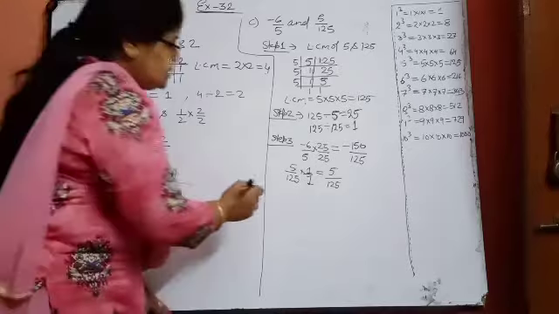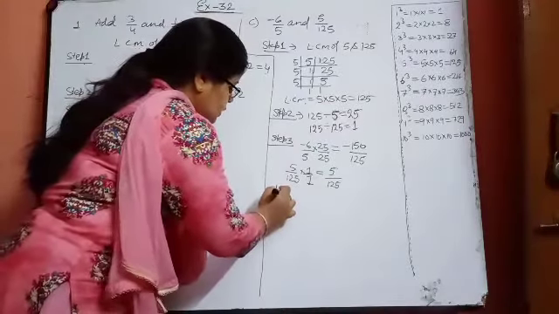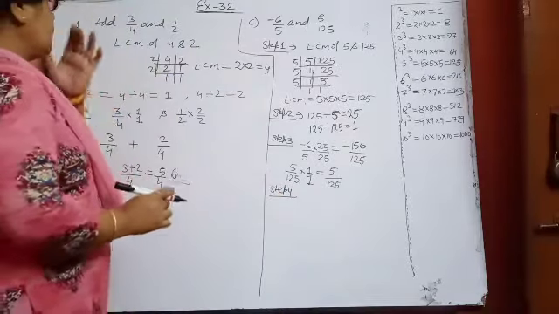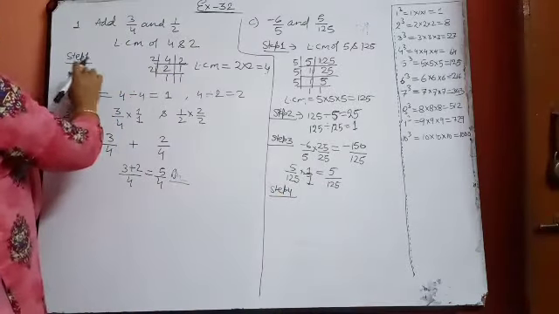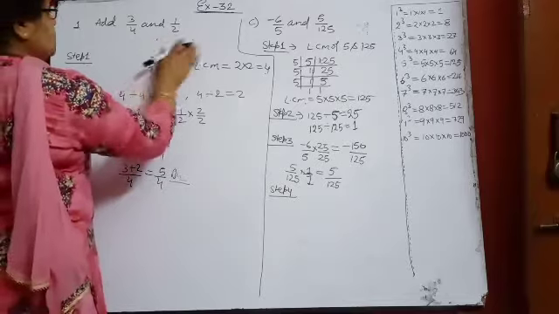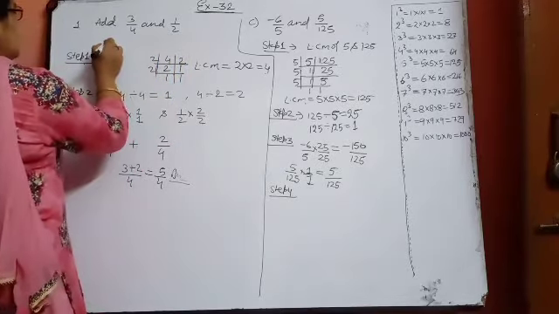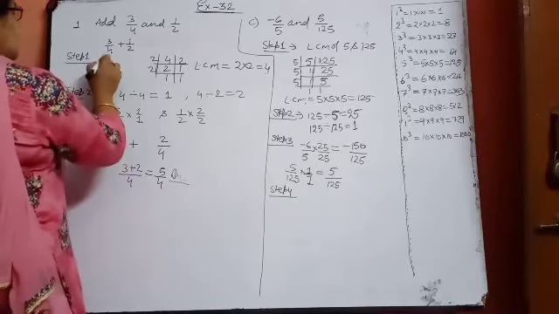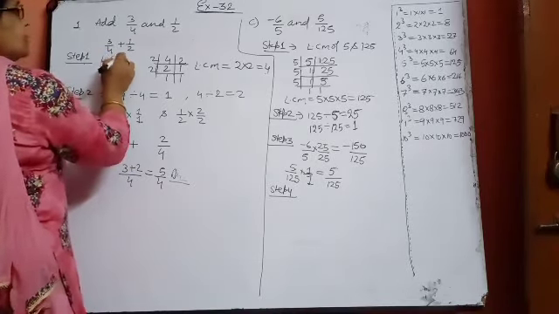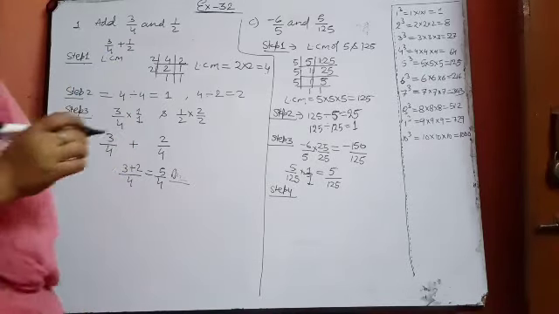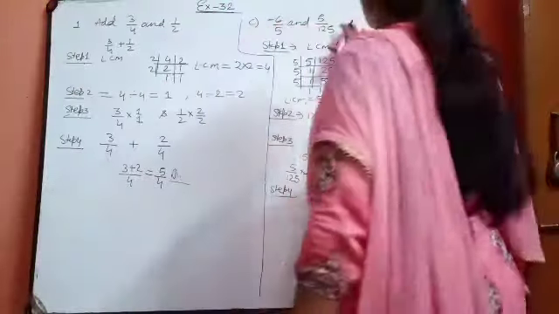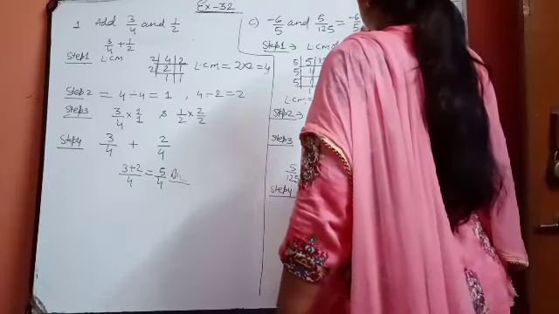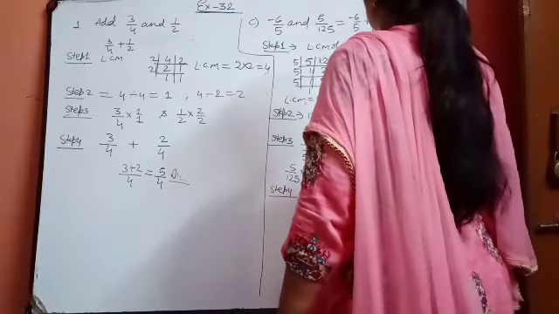Now see step 4. What do you have to do? In step 4, you have to add them. In addition form, I can write them here. First of all, I will write here 3 upon 4 plus 1 upon 2. Then step 1 is the LCM. In the same way I am writing here also. Addition you have to do now. So you can write minus 6 upon 5 plus 5 upon 125.